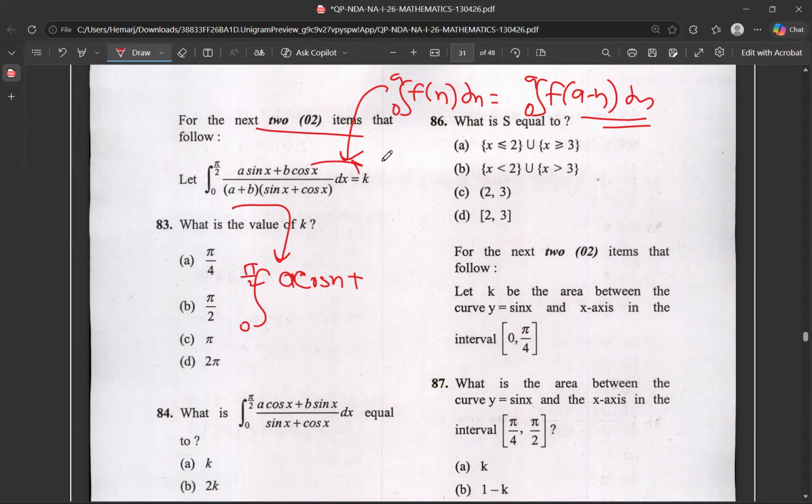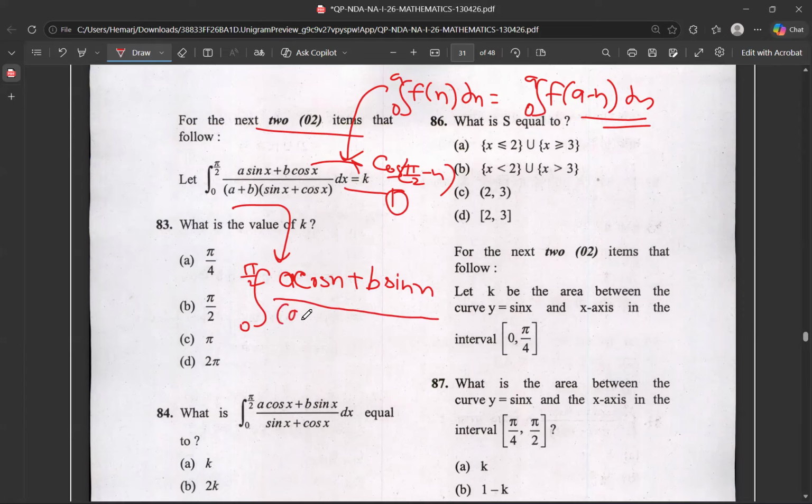Why? Because here we are going to write cos a minus x. A is pi by 2. So cos pi by 2 minus x. Now cos pi by 2 minus x is our sine x. As of now, just consider this is our equation 1. Now we are going to create another equation.